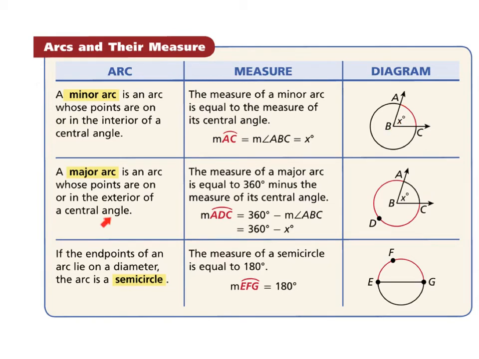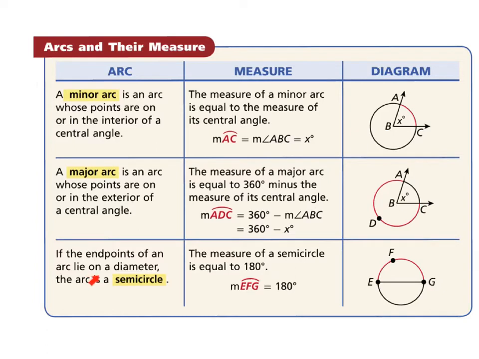A major arc is an arc whose points are on the exterior of the central angle. So if you look right here, the central angle faces this way. The major arc is the points on the exterior of that. The measure of this arc, now this should make sense, if the central angle is the same angle as the minor arc, you know all the way around would be 360, then you take 360 minus the minor arc, or minus the angle measure, which are the same thing, to get the major arc.